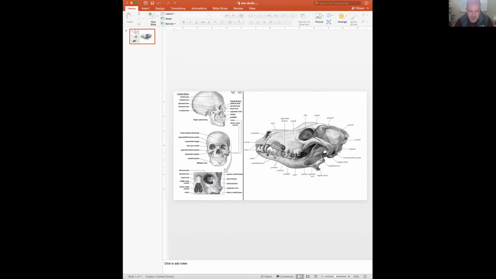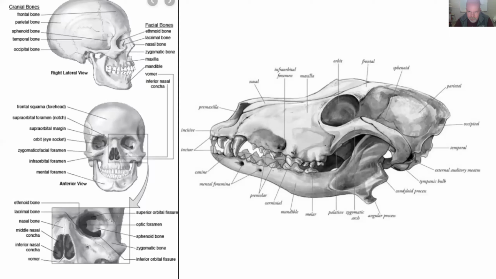Oops, uh-oh, what happened? Sorry about that. This is technically the jugal bone, but who cares? Because in humans, it's all fused, and we call the whole thing the zygomatic.